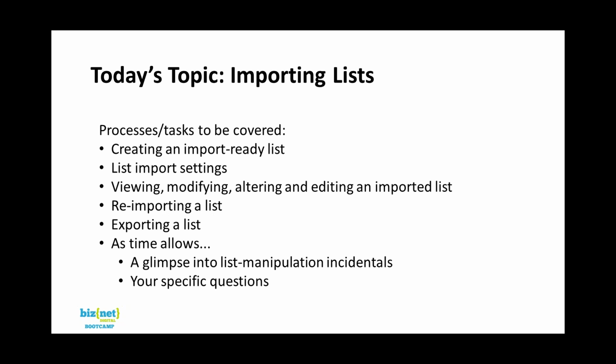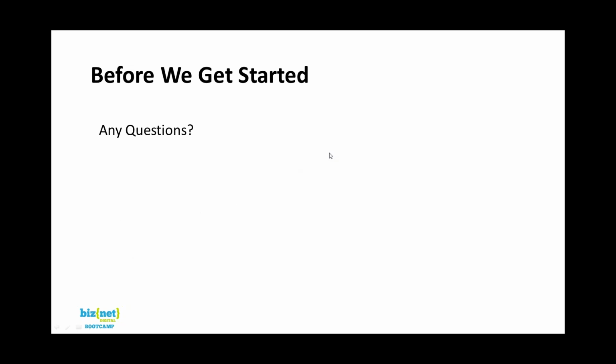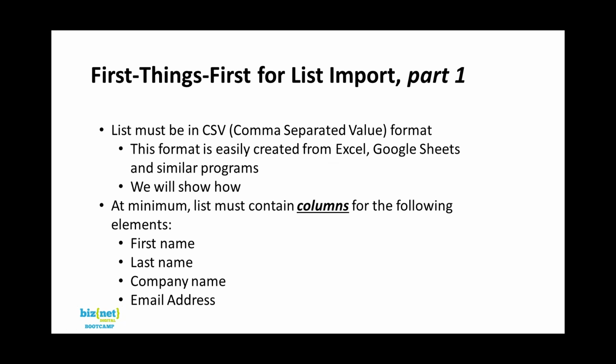Some of the things we're going to cover today: we have a canned import list. We're going to talk about what you need to have in your file, how you can import it, what you can do once you import a list, and then, if time allows, some things you can do after you've got a list within SharpSpring. If anybody's got any questions before we get started, submit them. If not, we'll jump in.